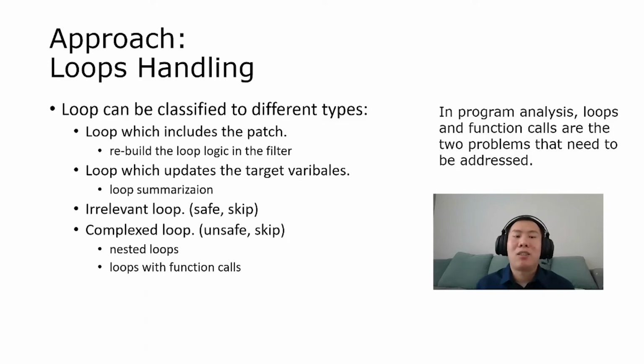The third case is that loops do not modify any variable values that the filter wants to check. In this case, we can just safely skip the loops to continue doing the reasoning. Last, if the loops tend to be too complex, we need to skip it and mark it as inaccurate. Here, I want to mention that in static program analysis, loop and function calls are the 2 problems that need to be handled carefully since their consequences are unknown without running them.